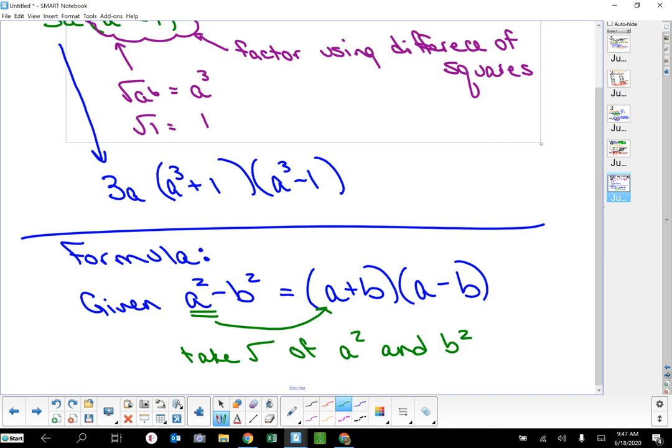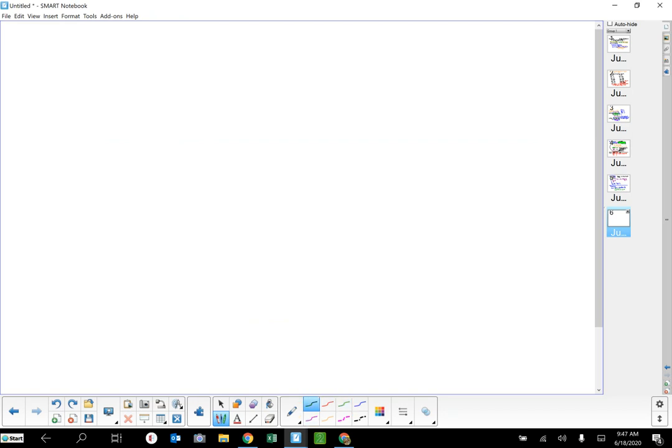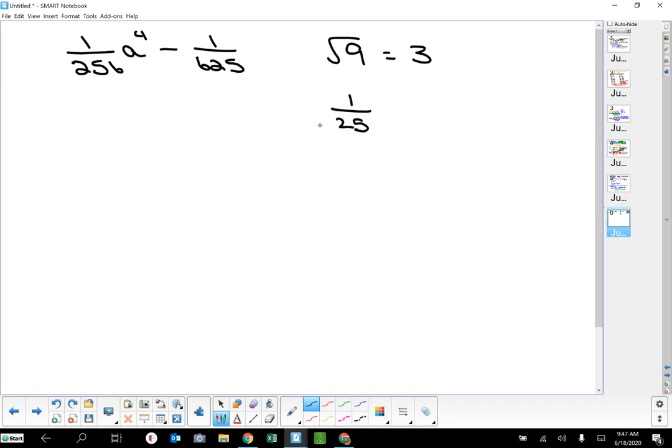Okay, one last example, just so you don't get stuck in varsity. What if you're given this? 1 over 256 a to the fourth minus 1 over 625. Well, you can treat a fraction just like you would treat a whole number. So here's what you should know. If you have just a number, 9, and you take the root, you get a 3. Well, if you have a fraction, let's say 1 over 25, and you take the root of that, that's the same as taking the root of the top and the root of the bottom. And so this would equal 1 over 5.